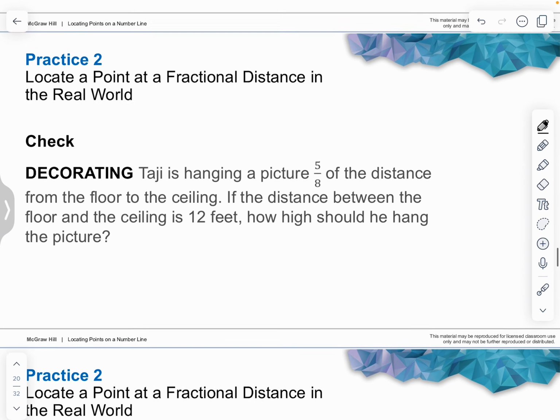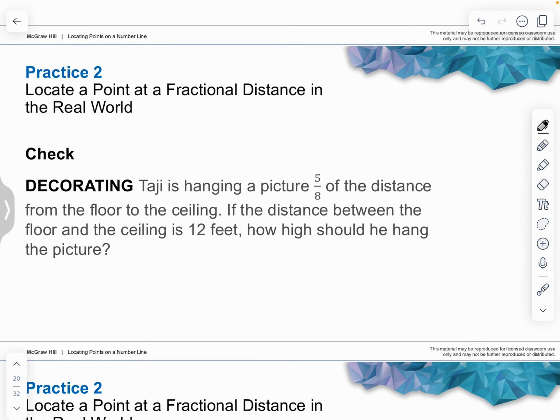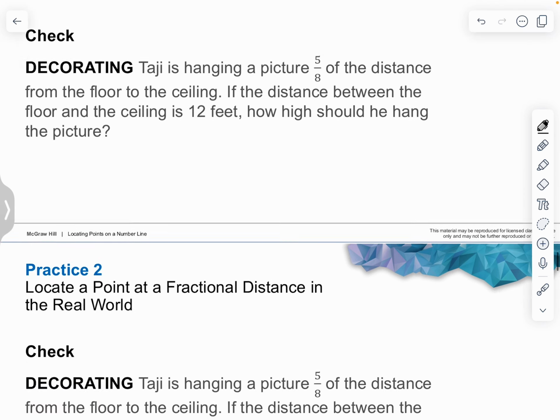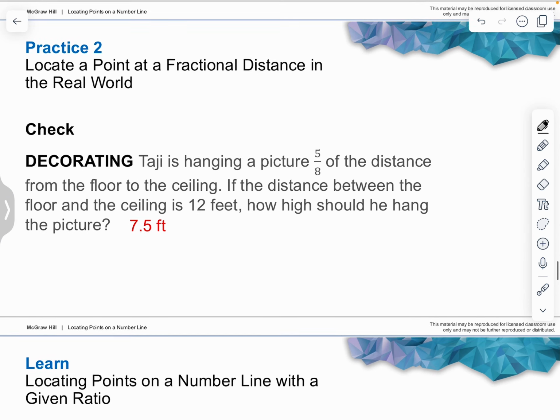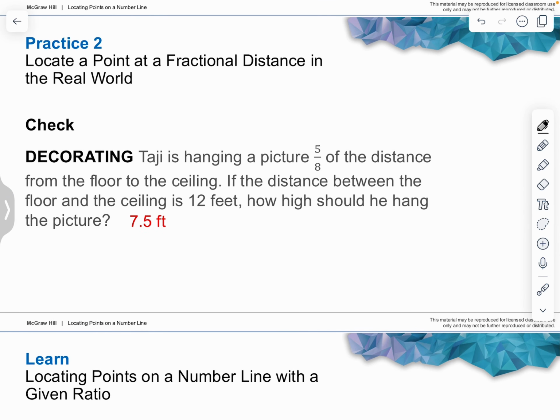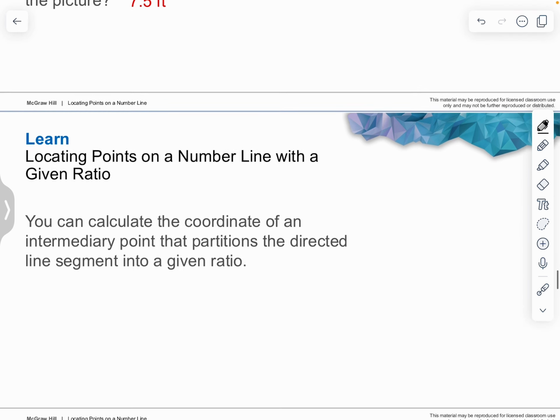Okay, so go ahead and try practice number 2. Pause me. All right, you should have found 7.5. Let's go on to the next learn.